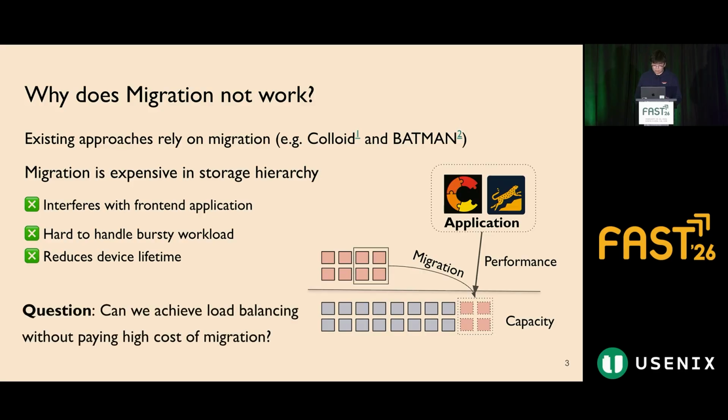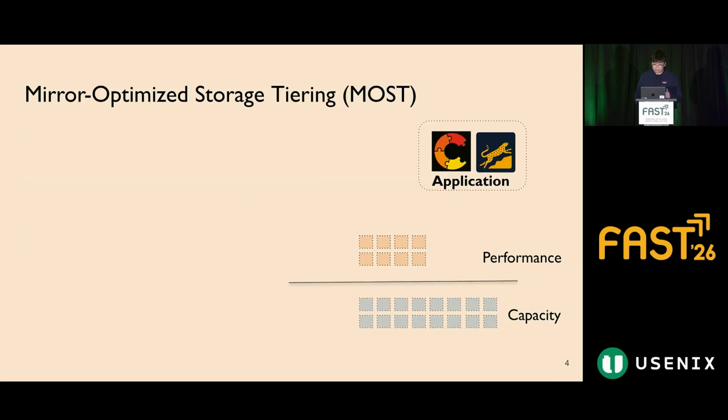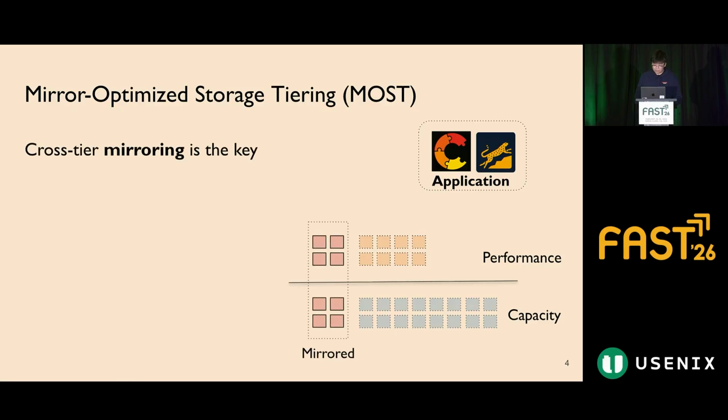So we asked, can we achieve load balancing without paying the high cost of migration? To address this question, we propose Mirror-Optimized Storage Tiering, or MOST. The key idea of MOST is simple but efficient: cross-tier mirroring some data in a tiered system. This is based on two insights. First, we observe that traditional tiered systems only maintain one copy of each data, and therefore migration is the only way we can adjust the load distribution between tiers.